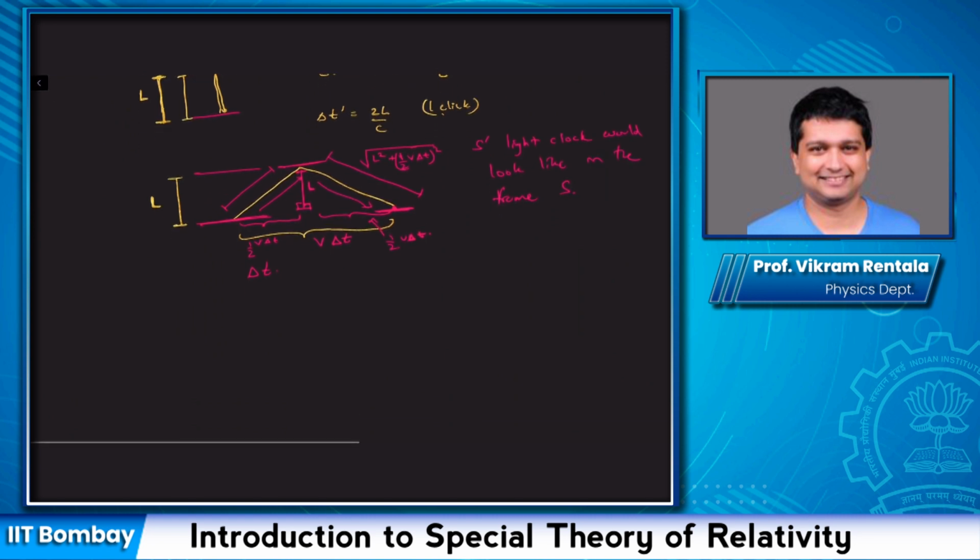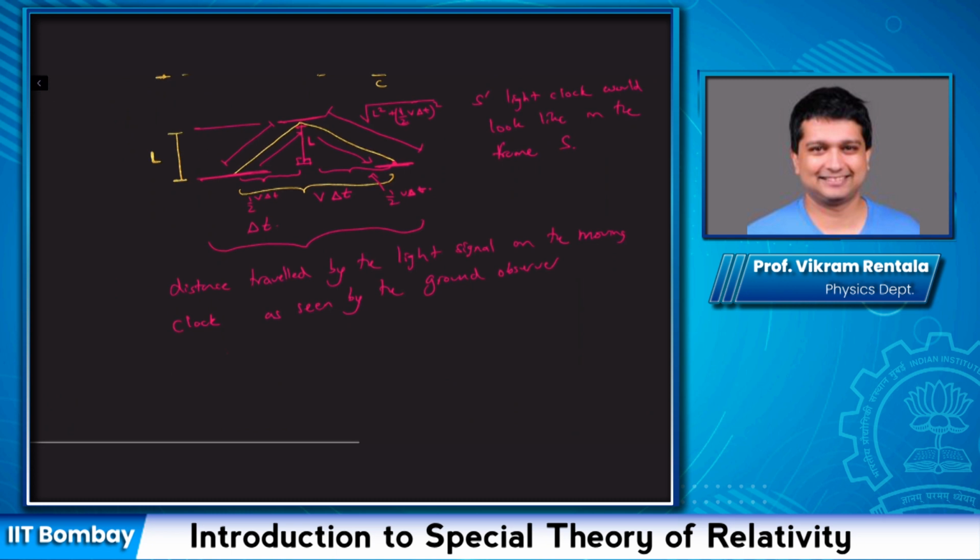So therefore, the observer on the ground concludes that the light signal that the observers on the train sent with their light clock actually traveled a distance, as seen by the ground observer, that appears to be twice the square root of L squared plus half v delta t squared.